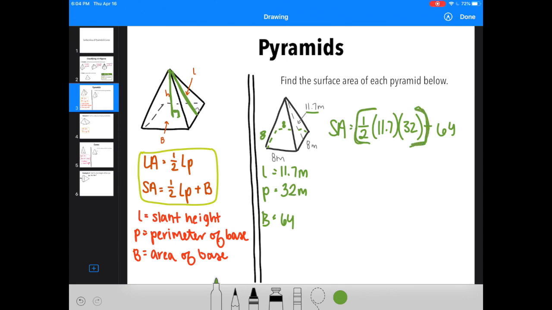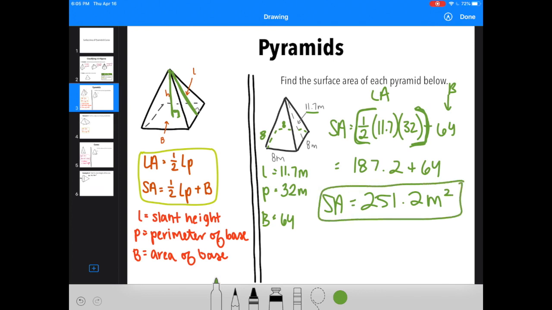Okay, a little bit of review. What does this component equal? Not the number. What is this? That's my lateral area, my space between my base and my point. And over here, this is the area of my base. A little bit of vocab. All right, let's multiply that out. So 11.7 times 32 divided by 2 gives me 187.2, plus 64, giving me a surface area of 251.2 meters squared, because this is an area, so my meters are going to be squared.